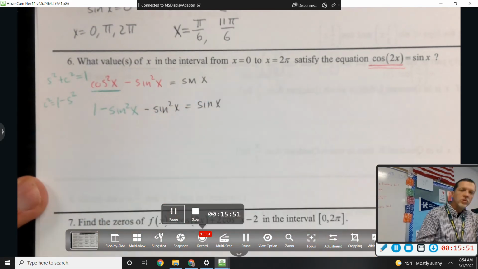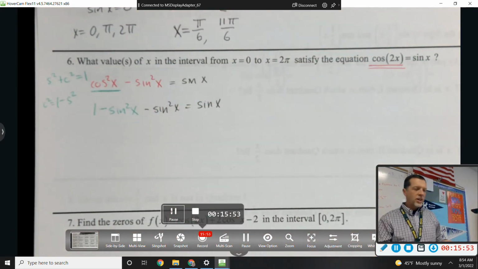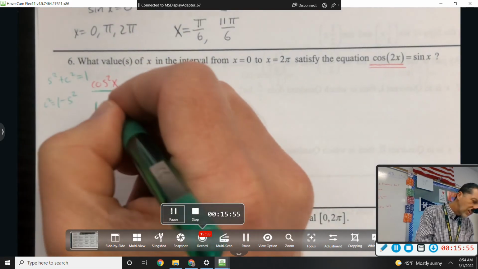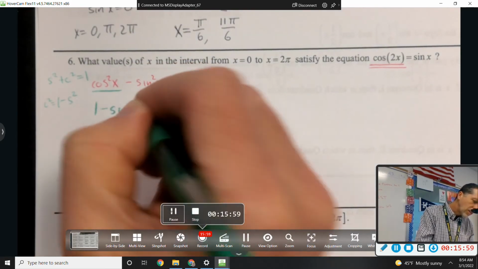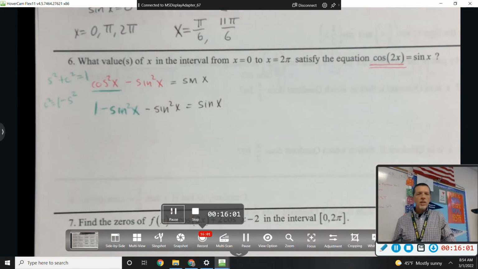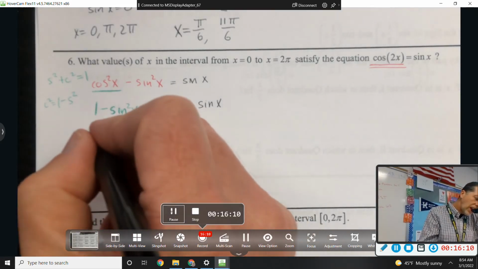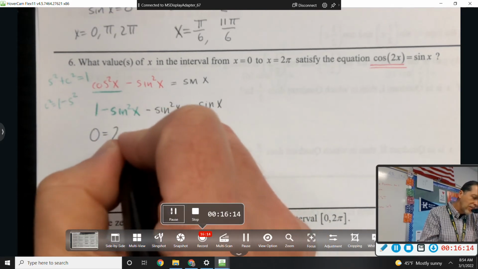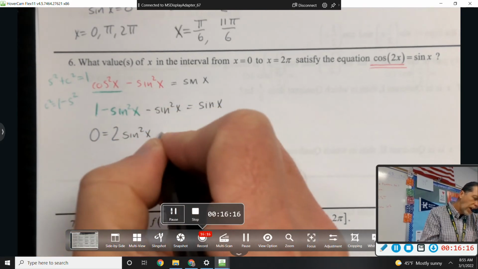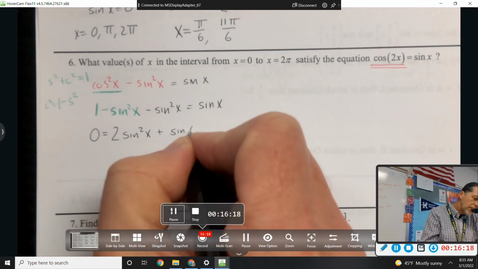So two different trig substitutions to get everything the way we want it to look for this one. Put the sine over. Now what? Have to have a sine. Combine like terms, and I think I'm going to move them over because right now that's negative. I don't really want negative, so 2 sine squared x plus sine of x minus 1.